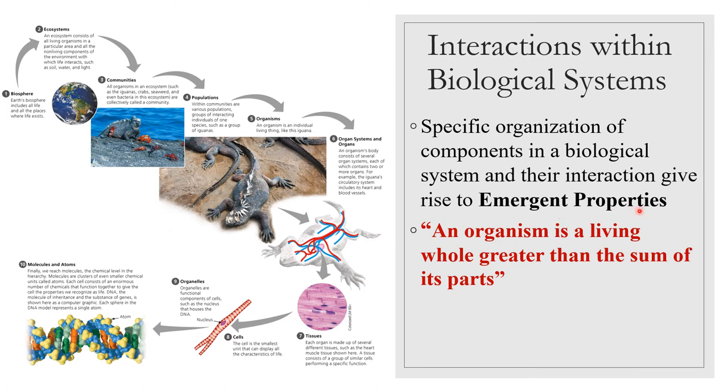Okay. So emergent property basically means an organism is a living whole greater than the sum of its parts. So if you broke it apart, those parts won't be living, but if you combine them together, they can make something that is living.